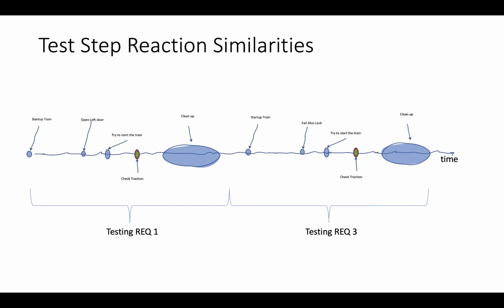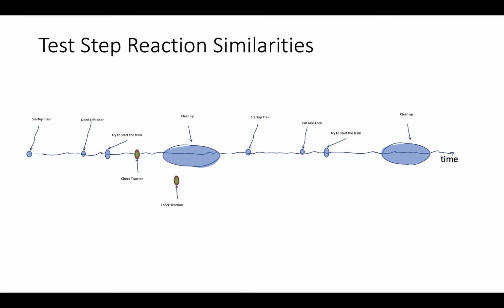Now, let's naively merge these test cases as we did in the last example. So we move the traction check, and we move the alcohol lock action. And we remove the rest of the test case that we don't need. Okay, so what's happening here?